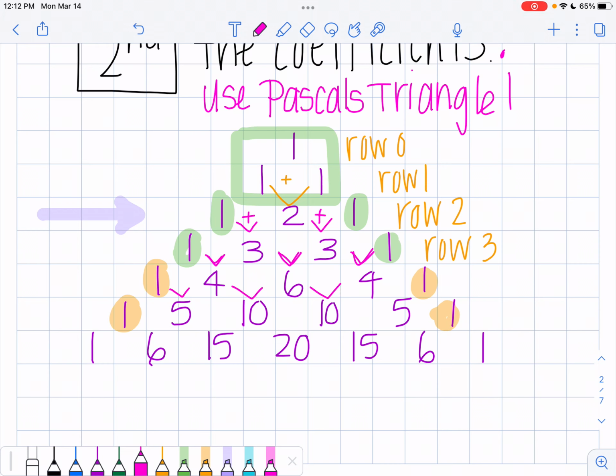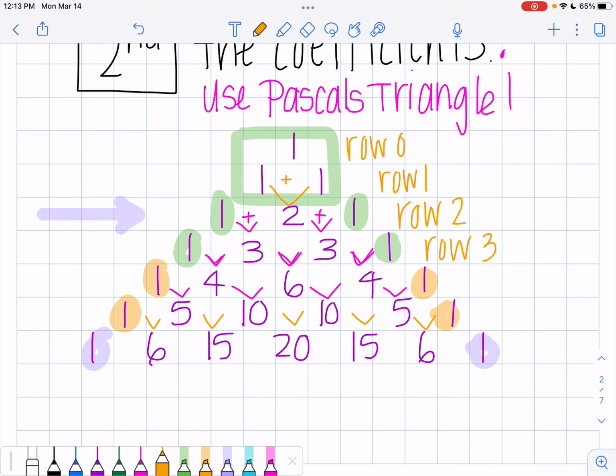6 plus 4, 4 is 10. 4 plus 1 is 5. Start with a 1, end with a 1. Add together to get the numbers. 1 plus 5 is 6. 5 plus 10 is 15. 10 plus 10 is 20. 10 plus 5 is 15. 5 plus 1 is 6.